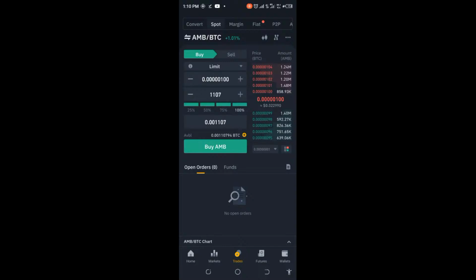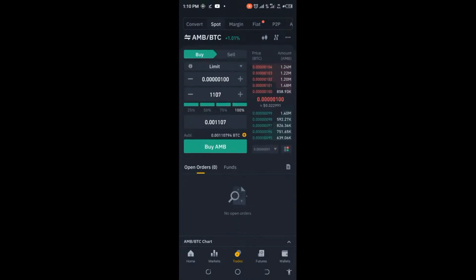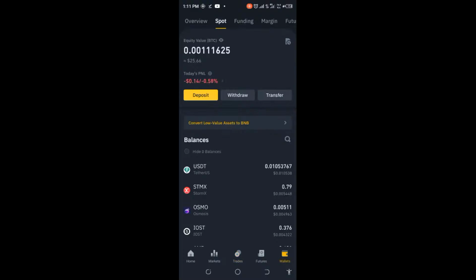Okay, so what we have here is 1107. Let's make sure that we get that completely. Then we just buy that, and let's see that everything is going on fine, and we purchase. Perfect. So that is done. Next thing now is that we have to send this over to KuCoin. So what we're going to do is go to withdraw.